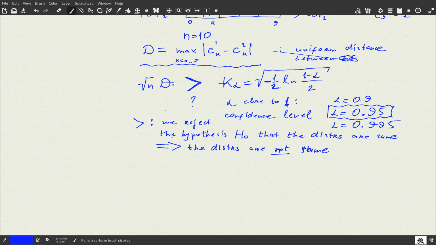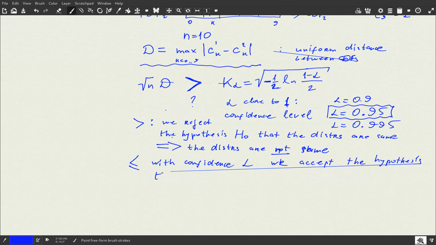If, however, square root of n times d is less than or equal to k alpha, so it is within the limit, then with confidence alpha, for example 95%, we accept the hypothesis H0, the so-called null hypothesis, that the distributions are the same. That is the Kolmogorov-Smirnov criterion.